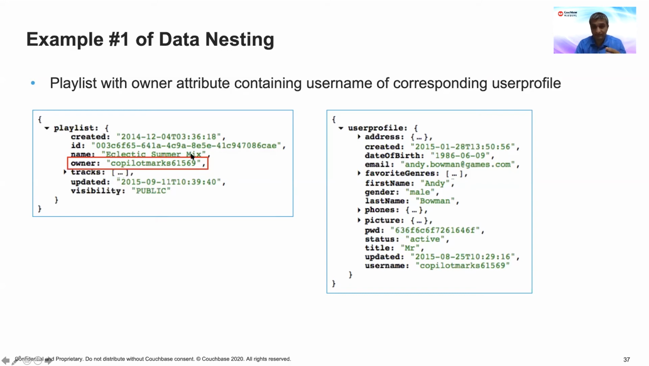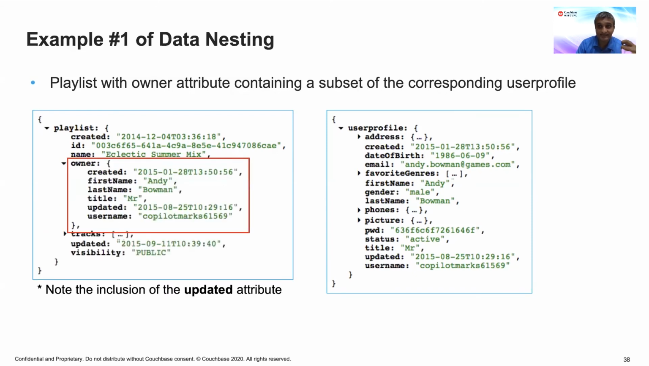So what if I did a partial embedding? So look at this. It's exactly the same set of documents, but in this case, I have partially embedded the owner information here. So I don't have to fetch the user profile document. When I fetch the playlist document, I get the playlist information as well as the partial owner information. Like I get to know what is his first name, what is his last name, what is his title. But if I want to know his address, I'll do a get again. That's all right.